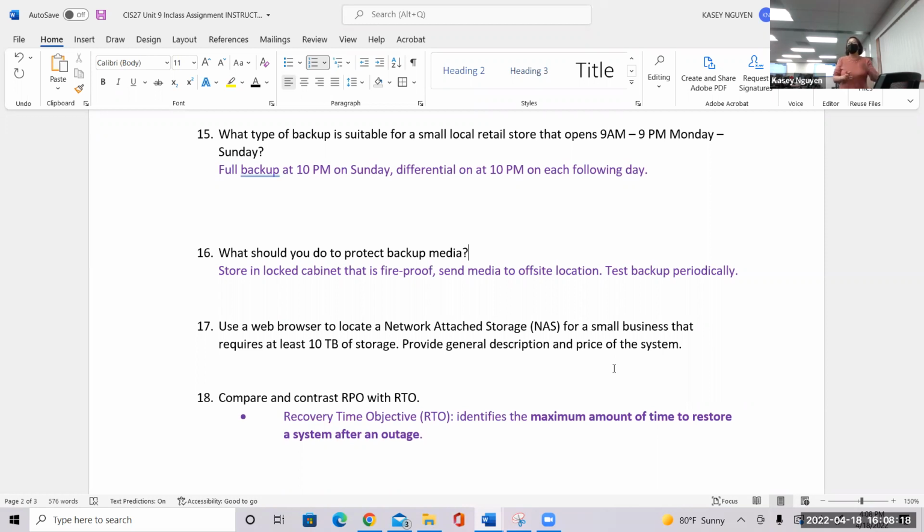I bought one for my house a while back. I think it was like $300 or 20. Oh no, 10 terabytes. And then you can attach it to your network, right? Set it up where it sees your wireless router, so that way everybody can put their files on there. Everybody can back up their files on there.